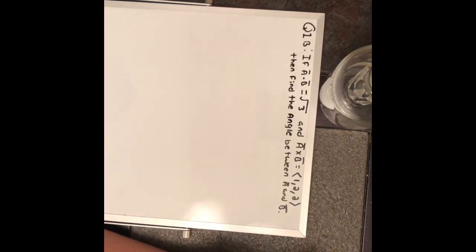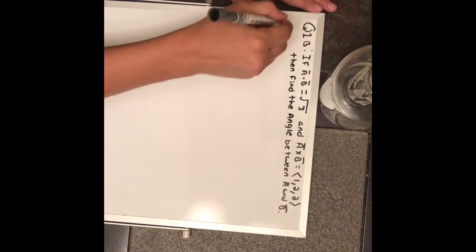Hello, I'm here to help you utilize the dot and cross product identities to solve the given problem. The given problem reads: if vector A dot vector B is equivalent to the square root of 3 and vector A cross vector B is equivalent to the vector (1, 2, 2), find the angle between vector A and vector B. So I like to tackle this problem by first rewriting our givens.